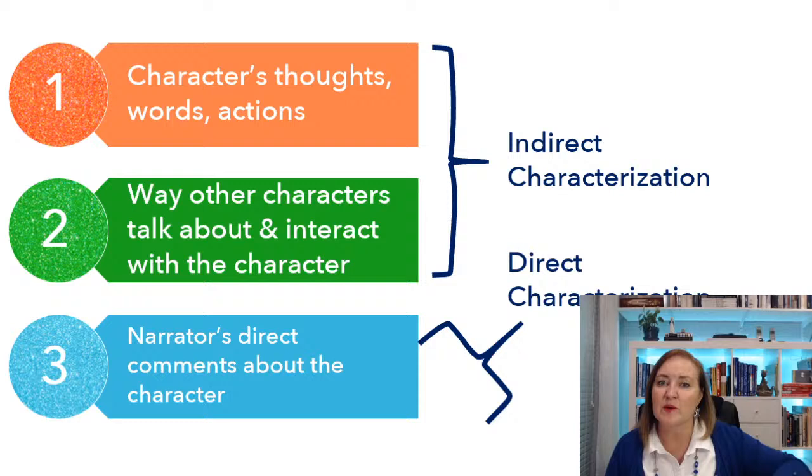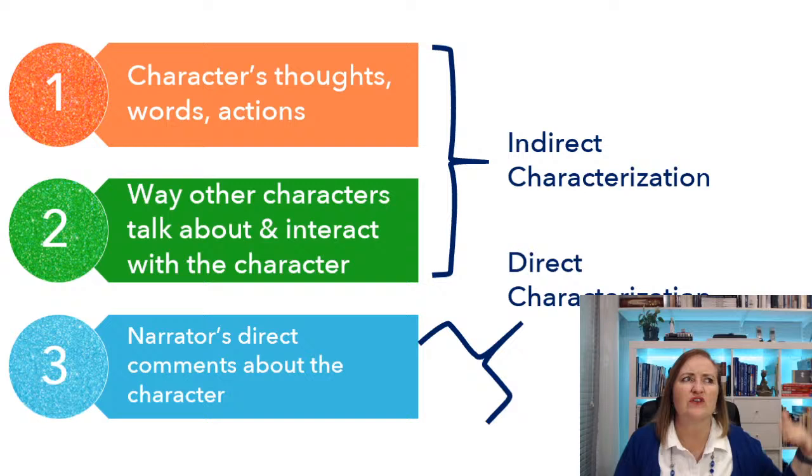I don't know if you guys remember seeing this. We've looked at characterization before. We have two kinds of characterization that authors use. They use indirect characterization, where we hear the character's thoughts and we hear their words and their actions. And then we have the way other people talk about the character and interact with the character. And then we have direct characterization, where the narrator says, like, the character was a jerk, or the character was wonderful, or the character was blank, right?